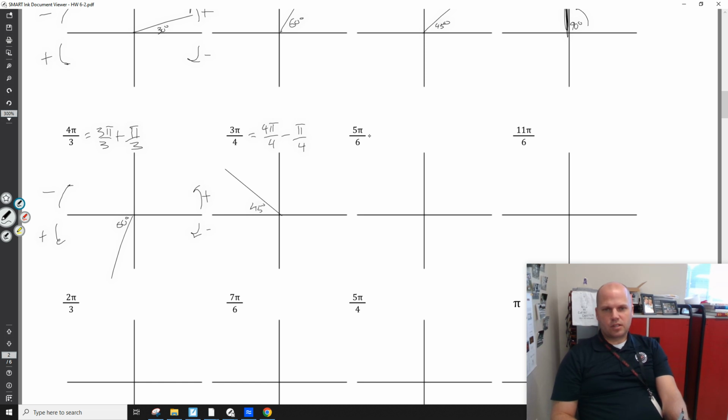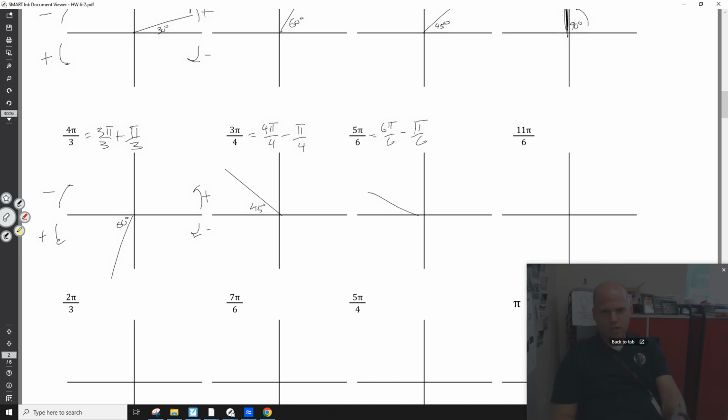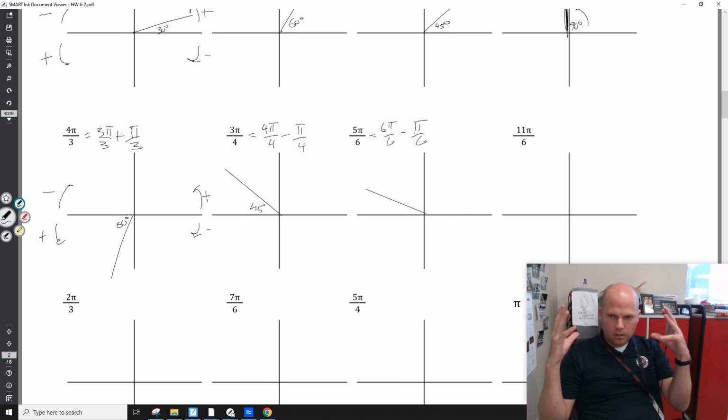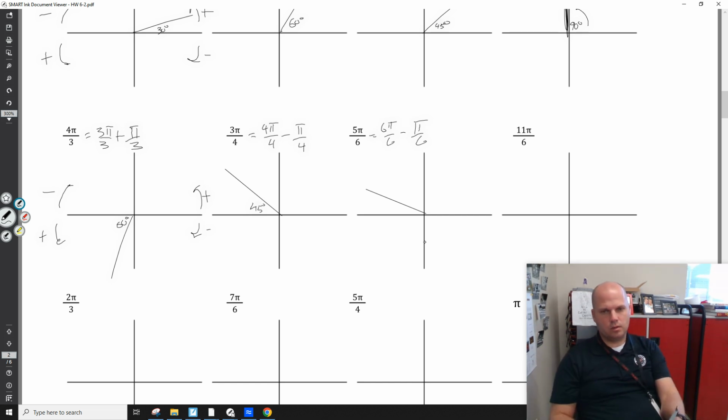5 pi over 6, 6 pi over 6 minus a pi over 6, 6 pi over 6 minus 30 degrees. Pi over 6 creates the smaller angle measurement versus pi over 3 creating a larger one. Dividing by a bigger number creates a smaller value, dividing by a smaller number creates a larger value. So keep that in mind. If I'm dividing by 6, I'm going to get a 30-degree angle. If I divide by 3, I get a 60-degree angle.